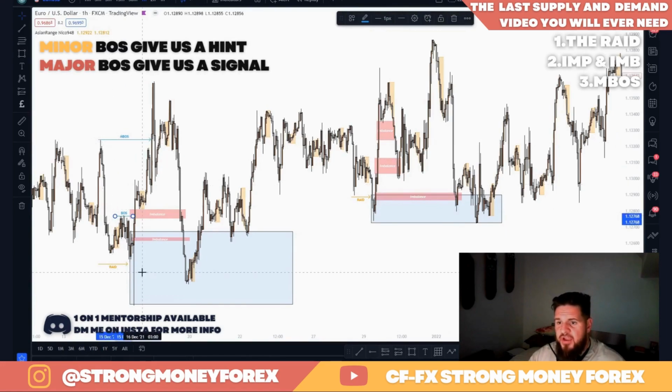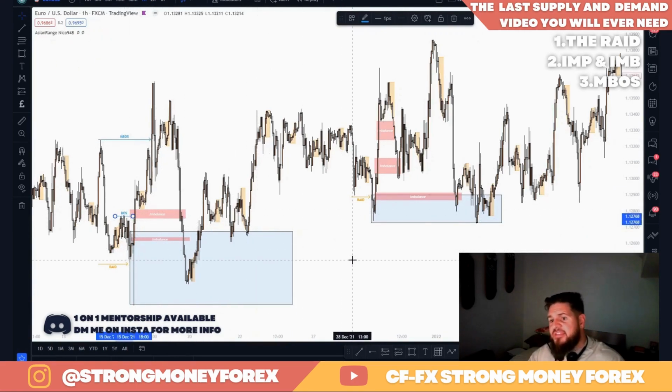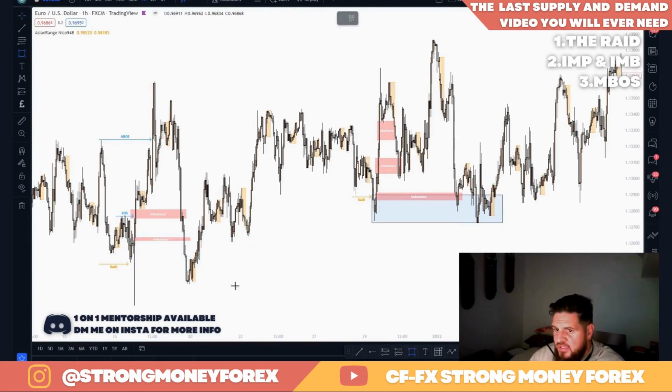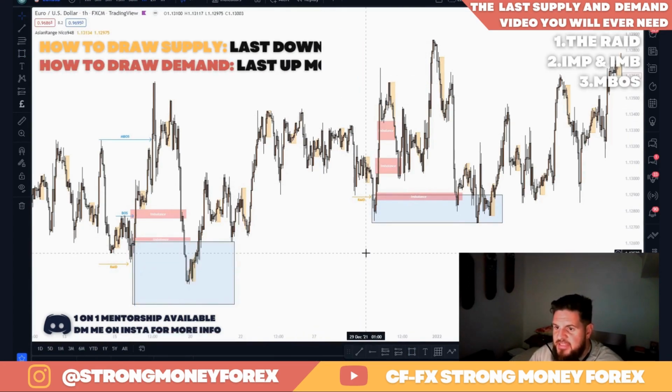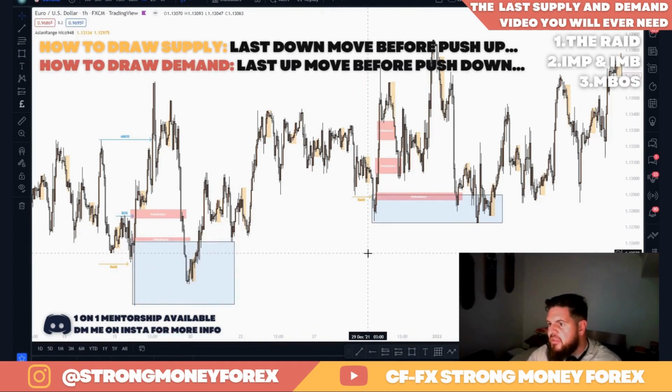So we've got our raid, okay, we've got our impulsive move with our imbalance left behind, and we've got our major break of structure. Now this for us is a really high probability zone, okay? Once we see this, we just frame the last down move above the imbalance like that, okay, the last down move, and then we mark it as one of our high probability zones. Simple as that, okay?